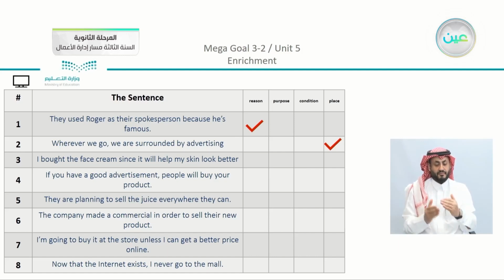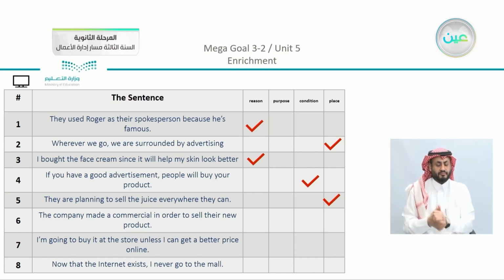I bought the face cream since it will help my skin look better. So where's the conjunction here? You can see that we have since, which means reason. If you have a good advertisement, people will buy your product. So yes, there is a condition, if. Number 5, they are planning to sell the juice everywhere they can. Now from everywhere, we can see that it is actually the easiest among the 4 parts.